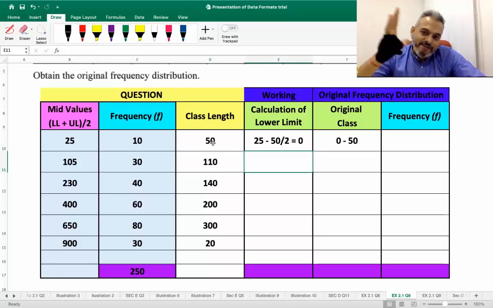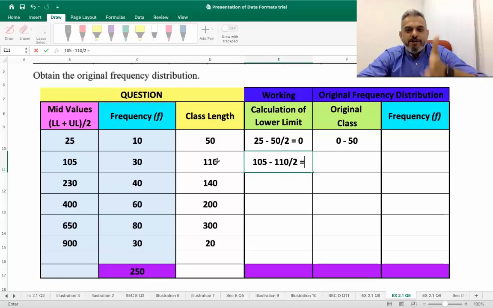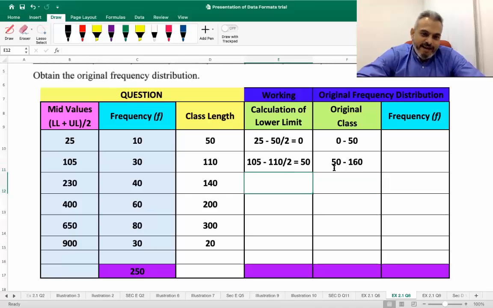Now अब ये 105 पे आ जाते हैं. 105 minus class length 110 divided by 2. If you want, you can have one more column, calculation of upper limit. But I think here it is not required because class length is already given. So 110 divided by 2 is 55. So 105 minus 55 is equal to 50. Can you tell me the next class? 50 to 160. Then 230.